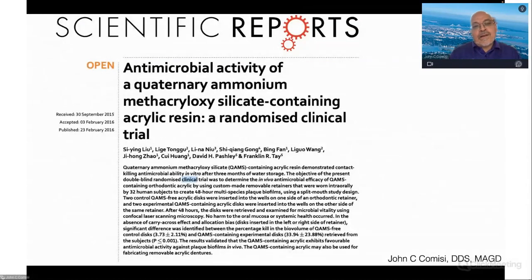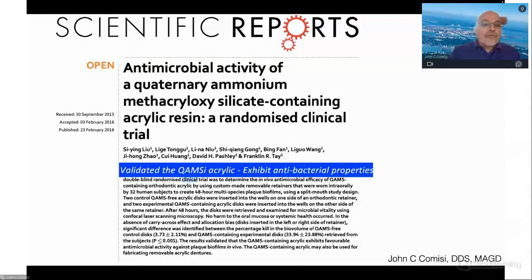Additional work has also been done on quaternary ammonium methacryloxy silicate materials, also known as the Comisi materials. And in this study, they actually showed that it was a very nice validated mechanism, which exhibited nice antibacterial properties. So this was in an acrylic-based material, and that was a really nice activity that went on. So this opened up some of the floodgates to the development of potentially additional antibacterial composite restorations, perhaps.